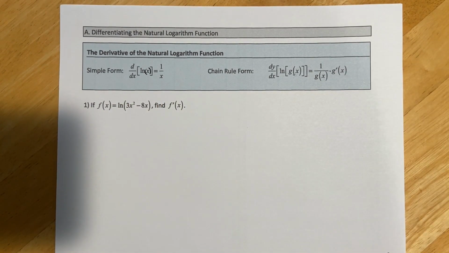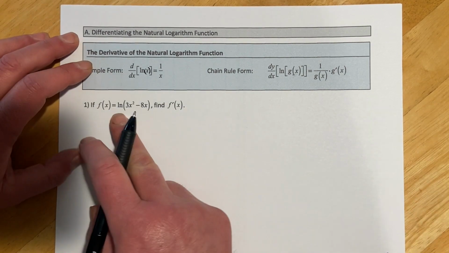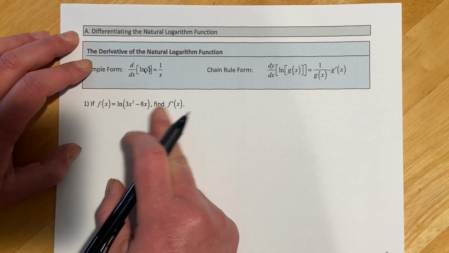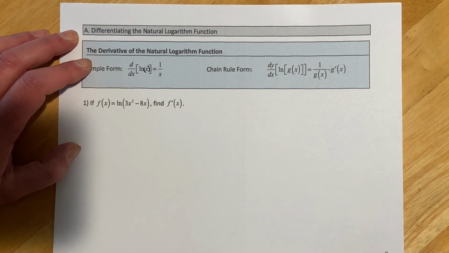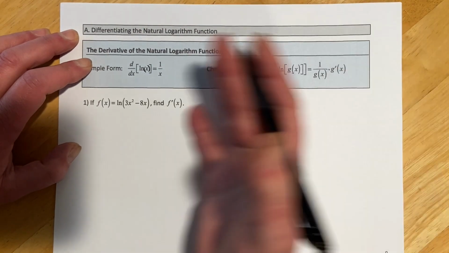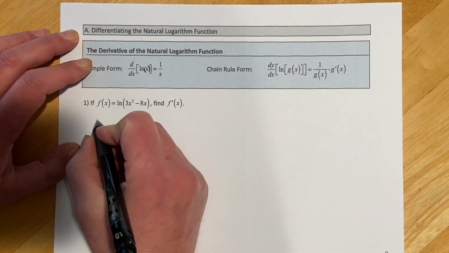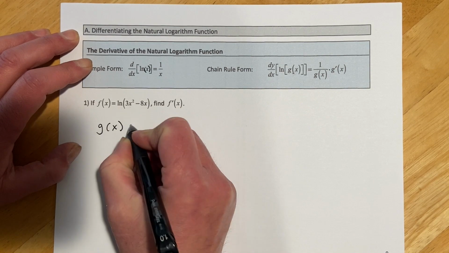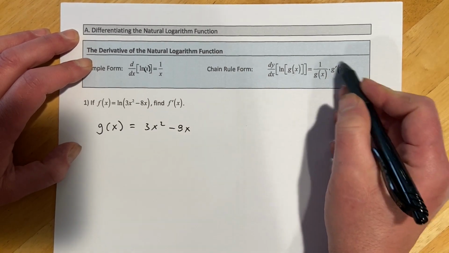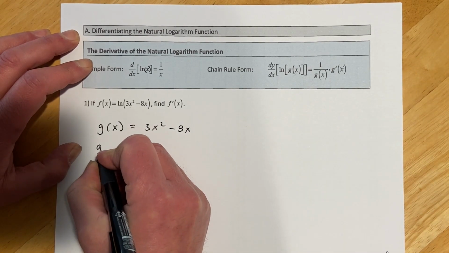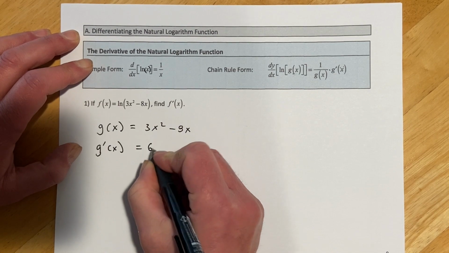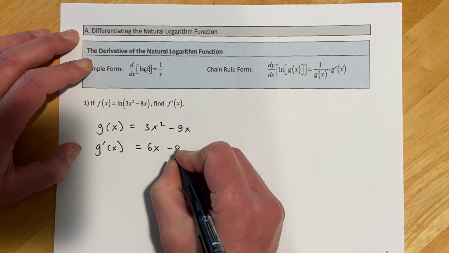So let me show you how that works with some examples. This first one, we have f of x equals ln, this stuff, find f prime. So our inside function, this is going to be this chain rule form, and pretty much they're all the chain rule form. Our inside function, or g of x, is this 3x squared minus 8x. And then we're going to need to know g prime as well. So let's just go ahead and grab that while we're here. So 2 times 3 for 6x, and then minus 8.